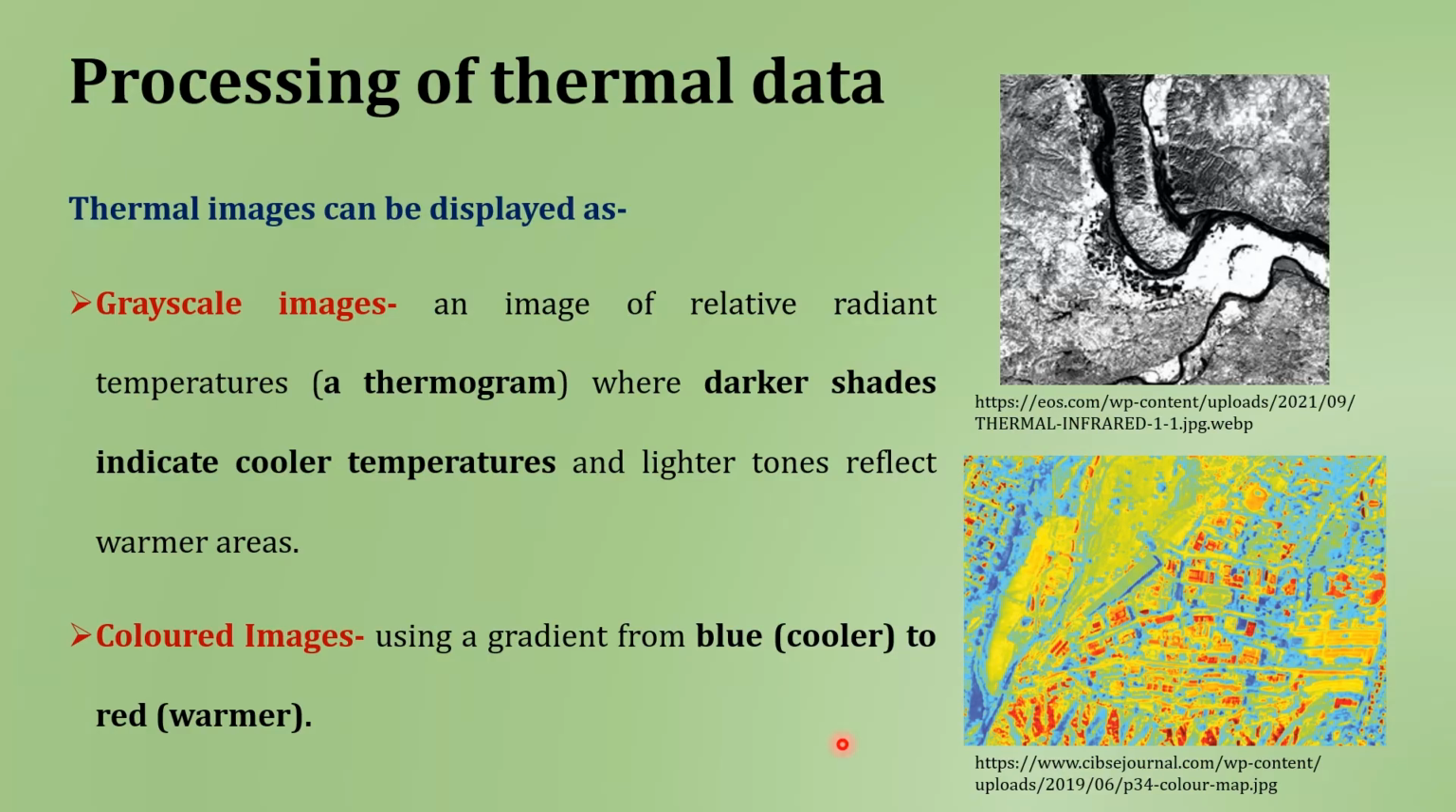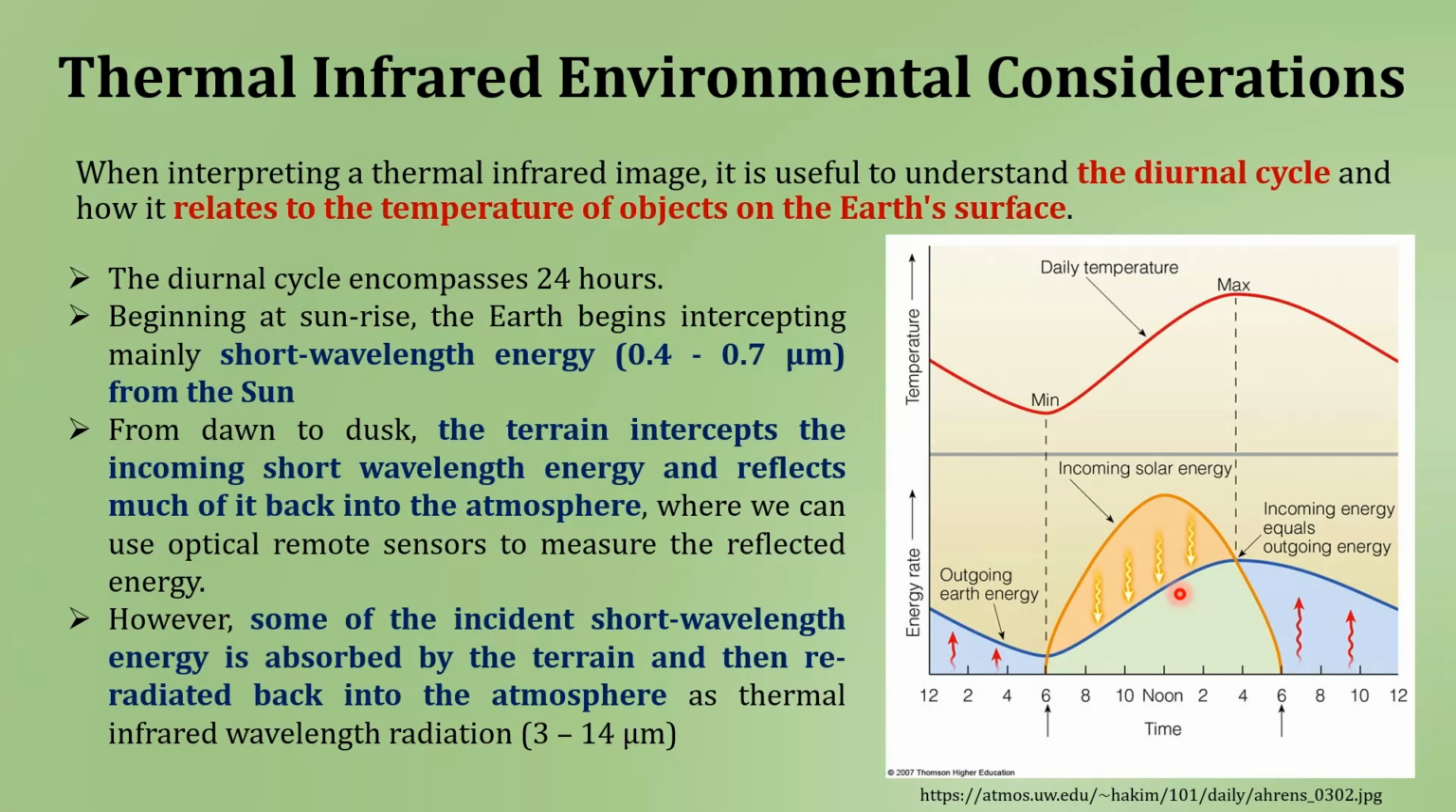When we have thermal data, either in the form of grayscale image or colored image, interpretation of these images is different from what we do in the optical remote sensing. So here it is necessary to understand the diurnal cycle and its relation to the temperature of objects on the earth surface. So this diurnal cycle means complete 24 hours.